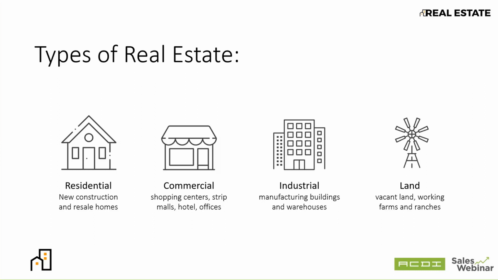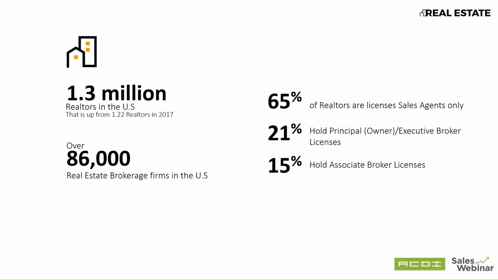And then we get into industrial real estate. Quite frankly, I kind of thought that was commercial real estate before I did my research on this, but it's not. It's a little bit different, as you can see. And then, of course, land real estate, vacant land and working farms and ranches. So, again, the four types of real estate, and I think it just gives you a better understanding when you're talking, like I said, to your customers and knowing what they do.